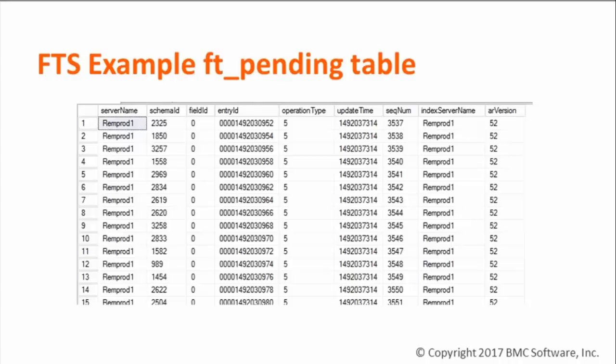Now, on the far right, you see the index server name, and there will be a row. In this case, there's only one indexer server. If this was a high availability environment, I would see each of these entries for each server. So I might see row number 1 there with schema ID 2325. I would see it listed once for index server remprod1 and perhaps listed again for remprod2.